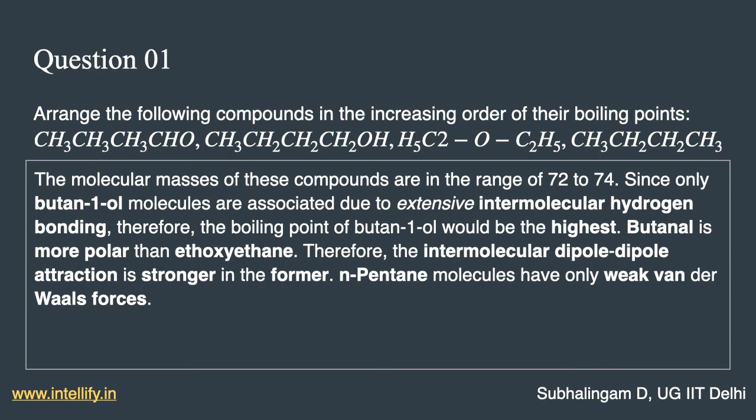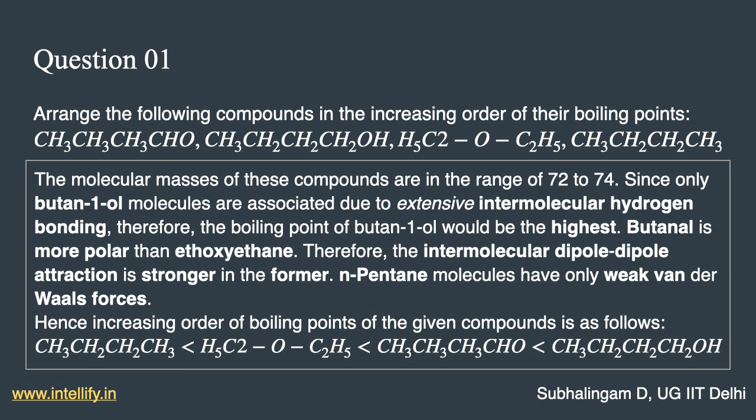N-pentane molecules have only weak van der Waals forces. So, from whatever explanation I have given, I will conclude that n-pentane has the lowest boiling point among these. Then, following that is ethoxyethane, that's an ether. Then butanal, that's an aldehyde. And the highest boiling point among these is butanol, that's an alcohol.